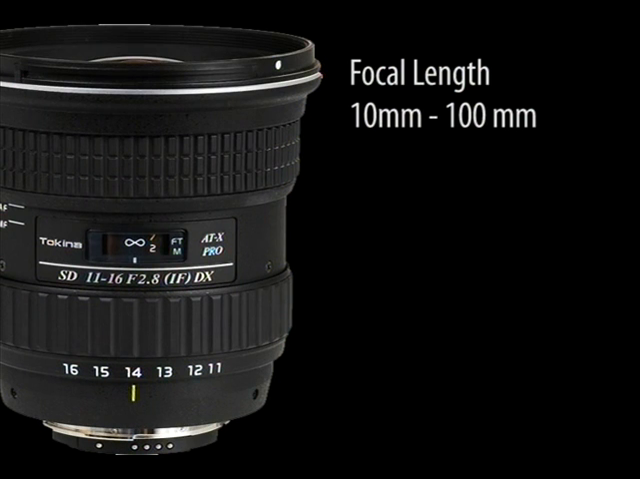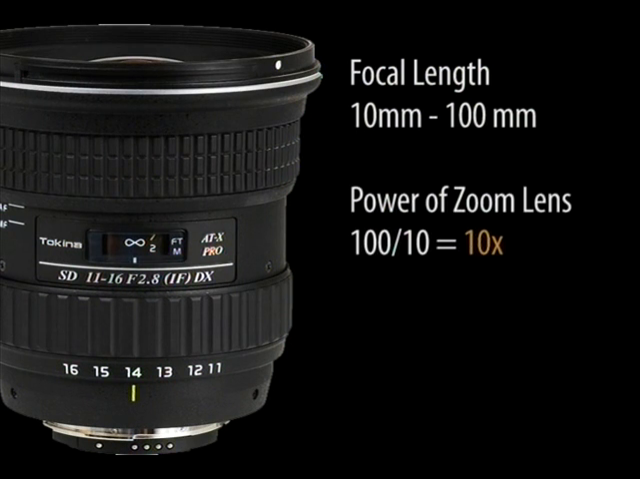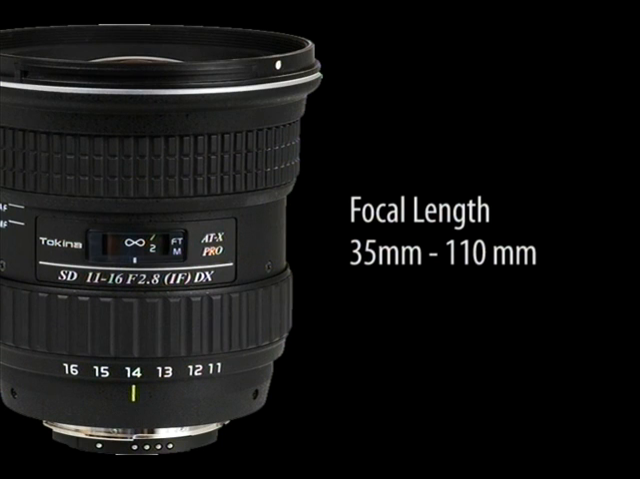So the power of this zoom lens is known as 10x. It can give you an image up to 10 times magnification. The image size you get at 10 millimeter compared to the image size at 100 millimeter will be 10 times magnified. And you can get a lens from 35 millimeter to 110 millimeter, so here you get wide angle, normal and telephoto.